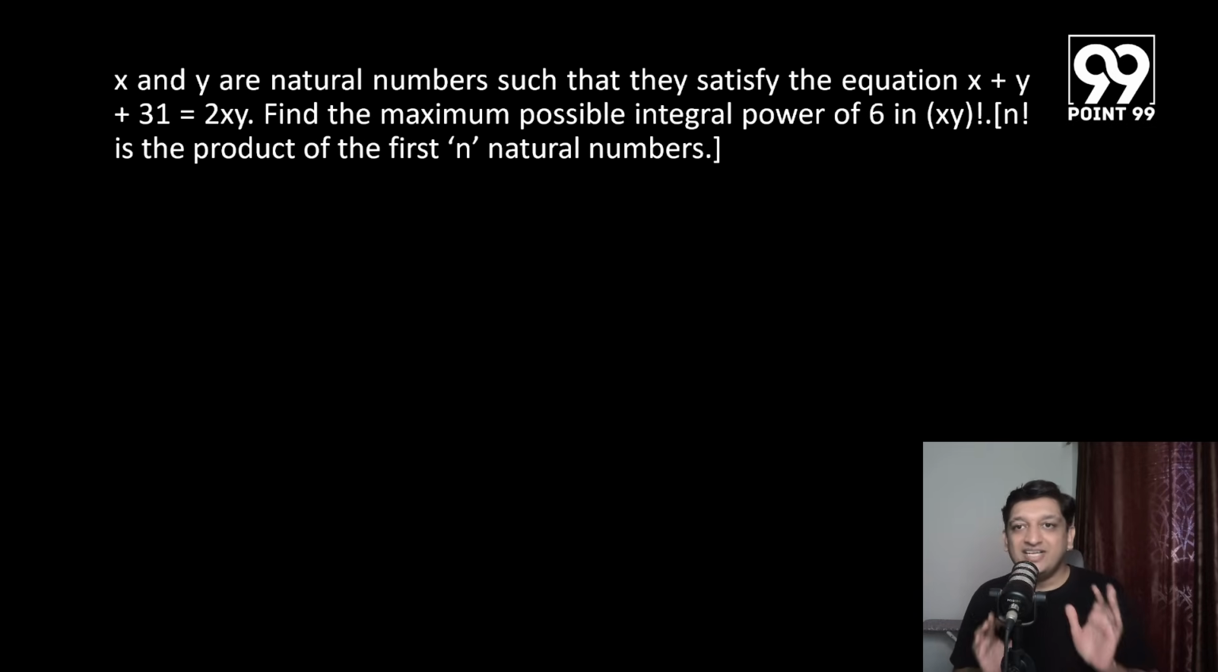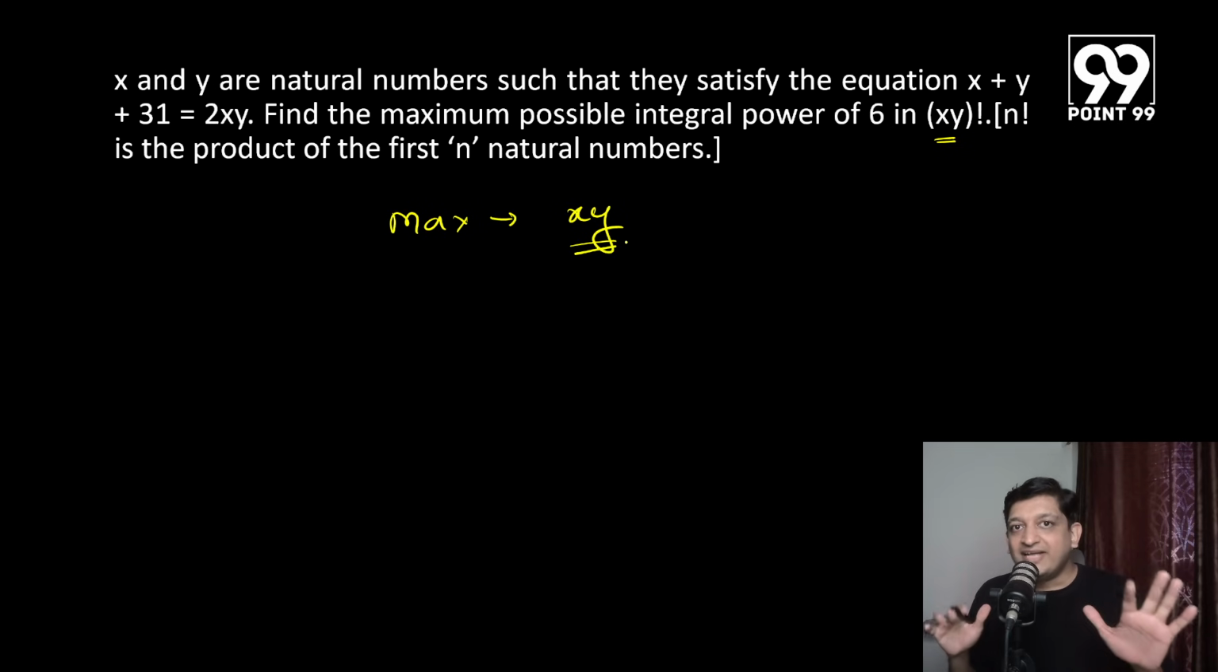So if you look at this question, very interesting question. X and y are natural numbers such that they satisfy the equation. You have to find the maximum possible integral power of 6 in (xy) factorial, x into y. So that basically tells me that I have to maximize the product xy. Now if I want to maximize the product of two numbers whose sum I know, how will I be able to maximize them? If one number is as low as possible, the other is as high as possible. So in this particular context, x into y, if I want to maximize, I will have to make one thing 1 and see what happens to the other thing, because that might be the way in which you might be able to solve this.